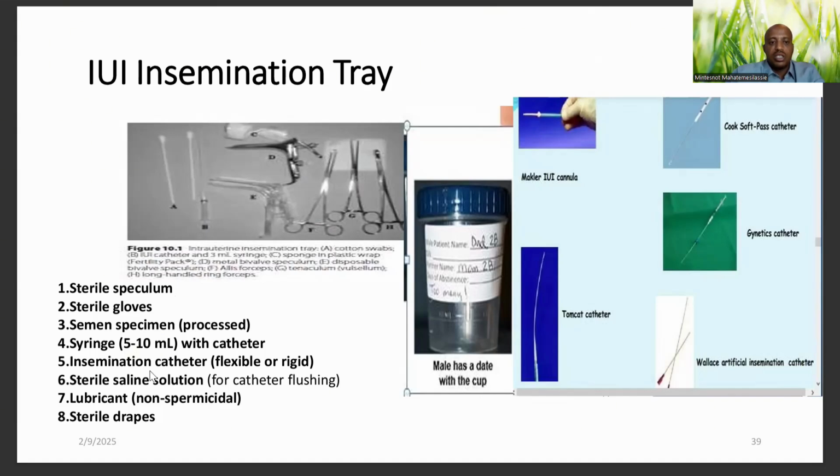We need a syringe. We need a catheter, preferably a semi-rigid catheter. We need a sterile saline solution. We don't use alcohol and iodine because they are toxic for the sperm. We don't use lubricant. If you have to use lubricant, you have to make sure that it is non-spermicidal. We need a sterile drape. Most of these things are available in every gynecology center, so the issue of material is not the main reason not to do IUI.